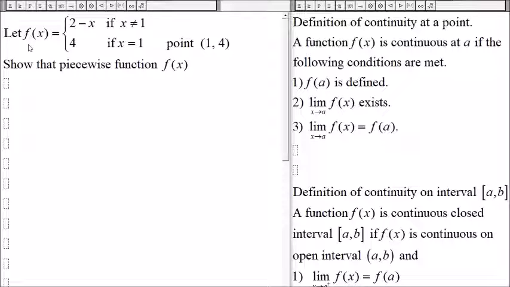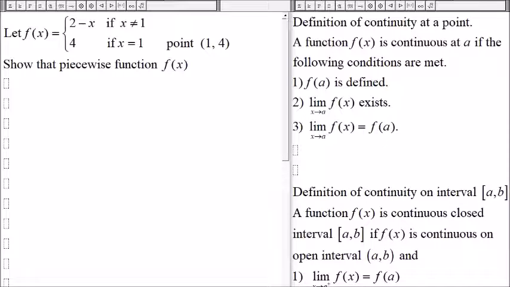Here we have the piecewise function f of x equal to 2 minus x if x is not equal to 1, and then f of x is equal to 4 if x is equal to 1. What this says is that y, or f of x, is equal to 4 if x is 1. So that means we have the point (1, 4). And then f of x will be the line 2 minus x for x not equal to 1.